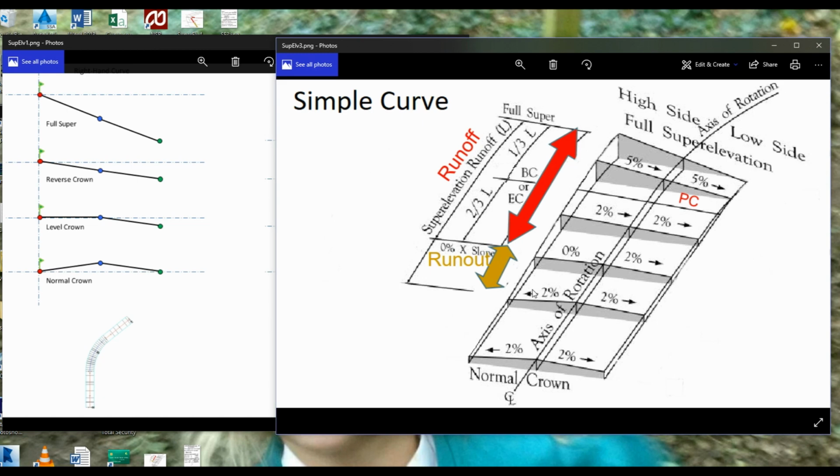We've got run out and we've also got run off, and this is dealt with a little bit differently to what a transition curve is done, because we've got a third of the runoff that goes into the curve and two-thirds that actually go into the straight. But I'll talk about that in a minute. But I'm just going to go through what we'd be looking at if we was walking through this in sections.